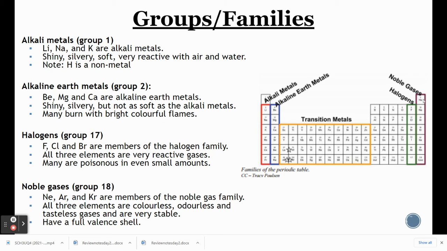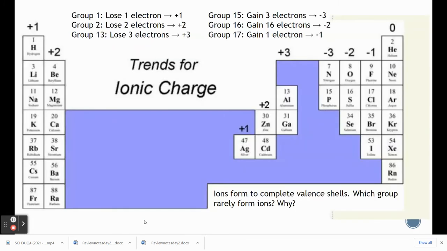Noble gases, on the other hand, are in group 18. They have a full valence shell, so they're very stable as a result of that. They don't really react very often. Some examples are neon, argon, and krypton, and they're colorless, odorless, and tasteless, and very unreactive. So that's what stable really means, and again, it's all because of that full valence shell.